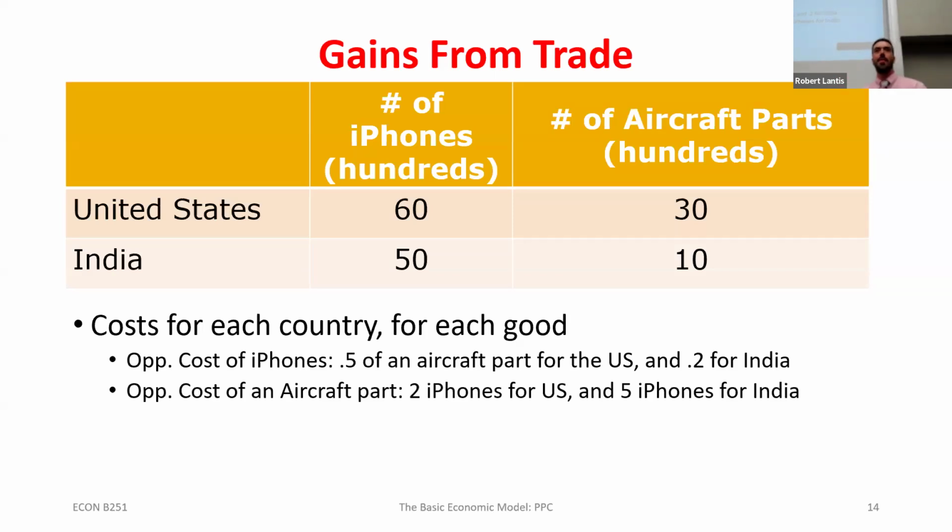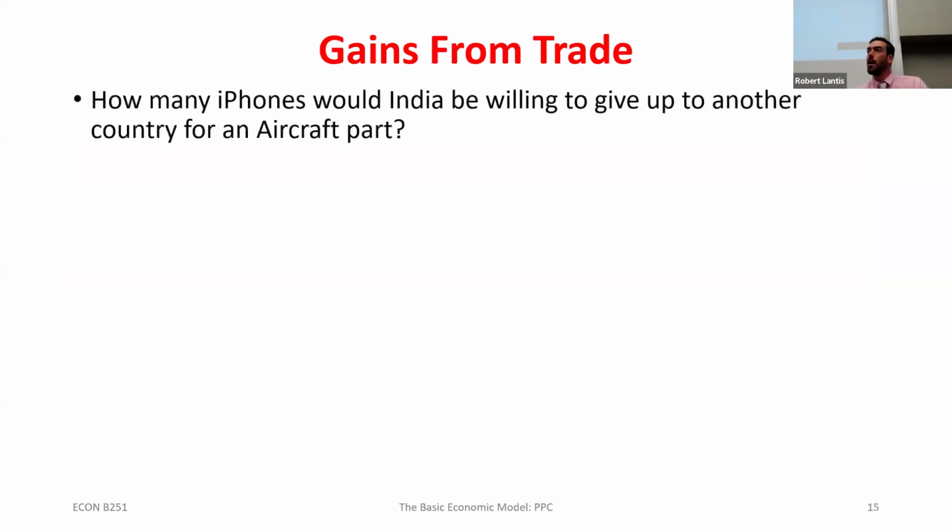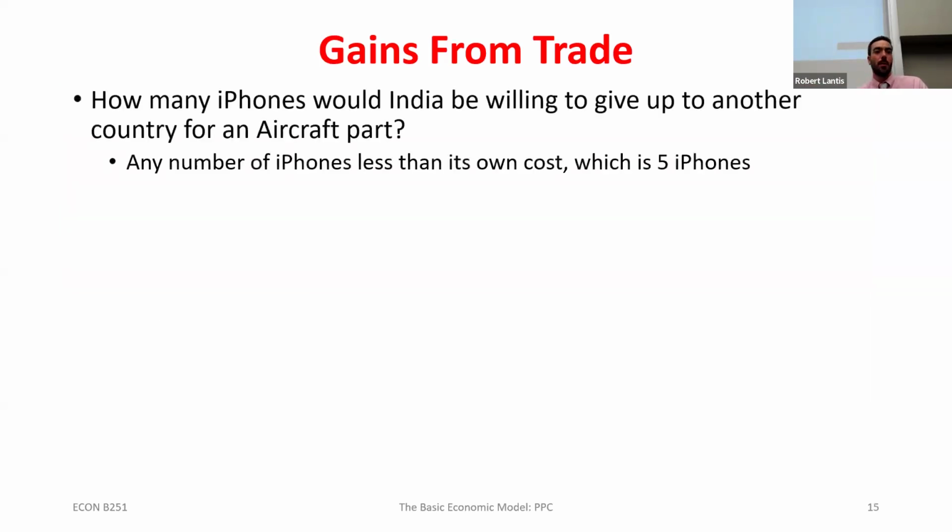So it'd be great if I could rely on them to do it, and then I'll just produce what I have a lower cost in. And then we can kind of trade goods back and forth, both be better off. So numerically, how would this work and how is it going to make everyone better off?